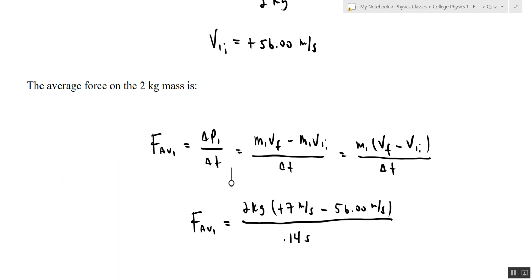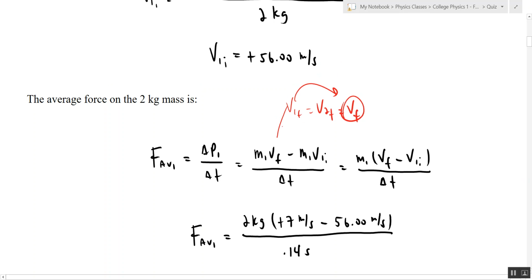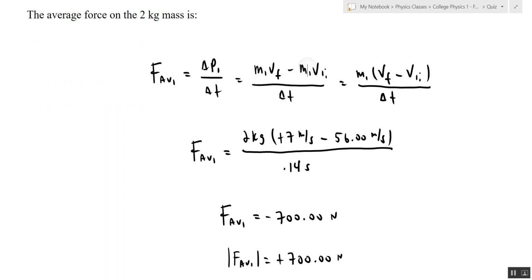So it's m1 v1f, and remember, v1f and v2f are both equal to vf because they're stuck together, right? So both mass 1 and mass 2 after the collision move at the same velocity, which is vf. So this is v1f. In other words, the final momentum of mass 1 is m1 v1f, but v1f is equal to vf for inelastic collisions. And then minus the initial momentum of mass 1 before the collision, divided by the time it takes to collide.